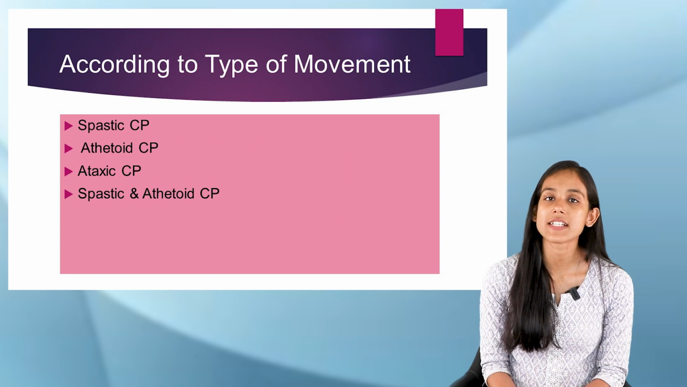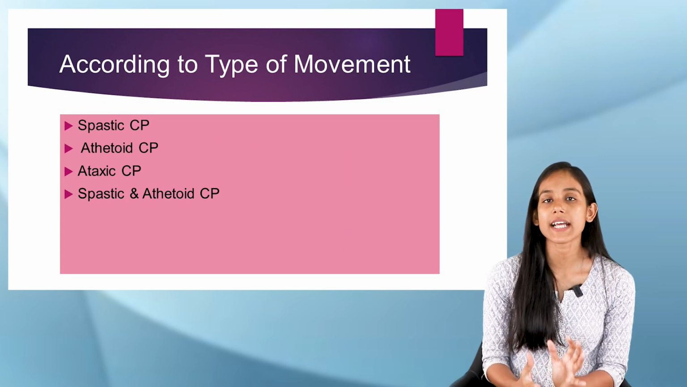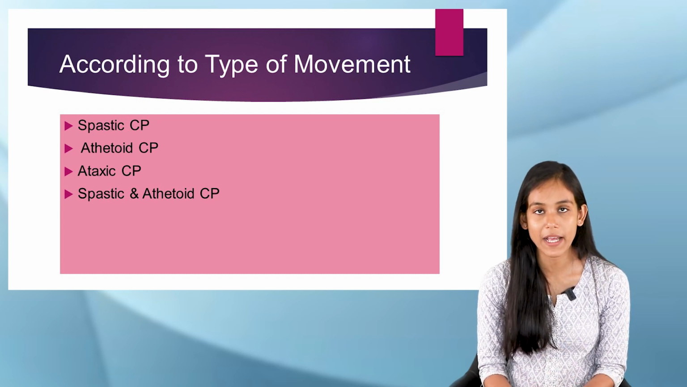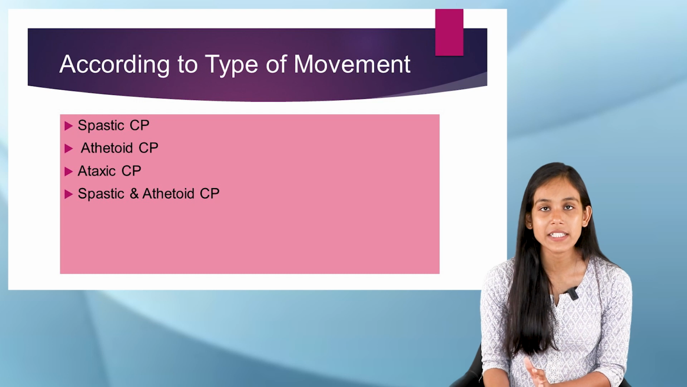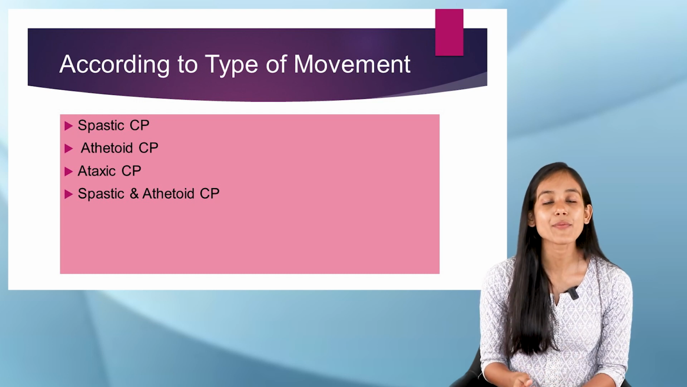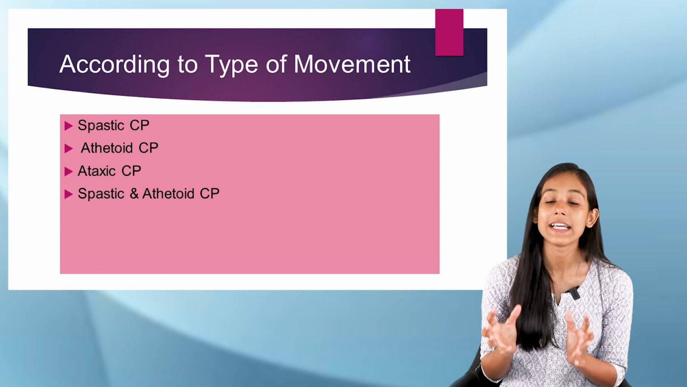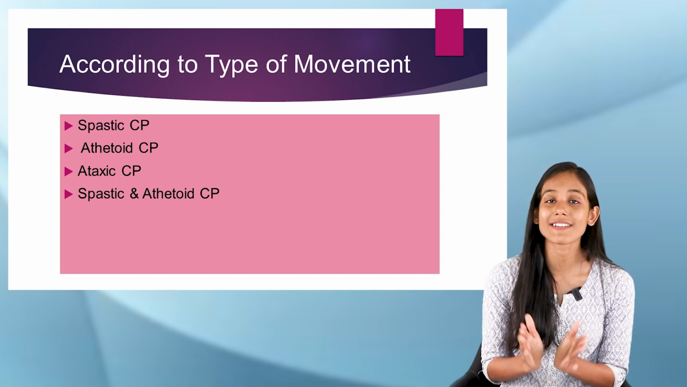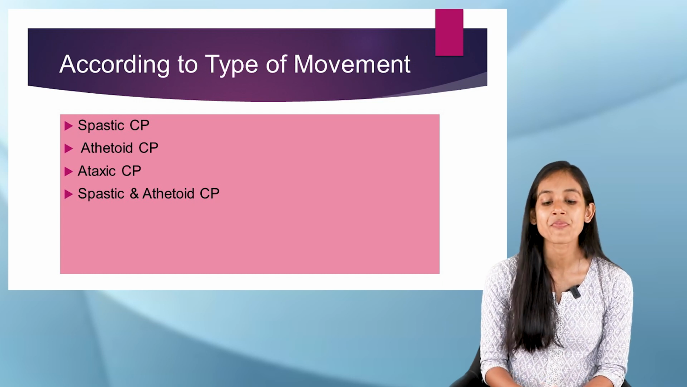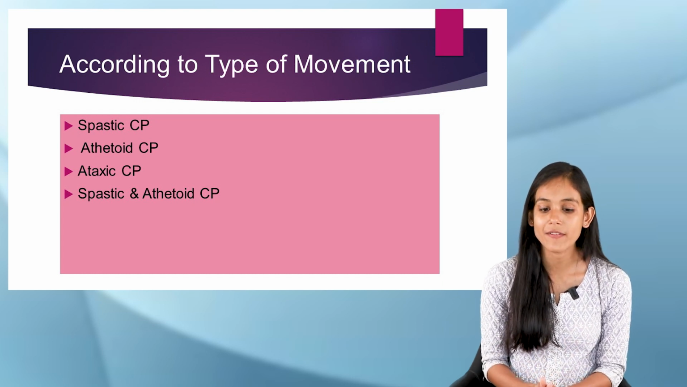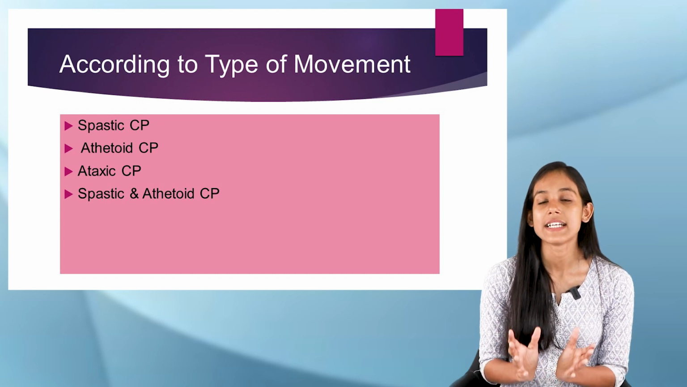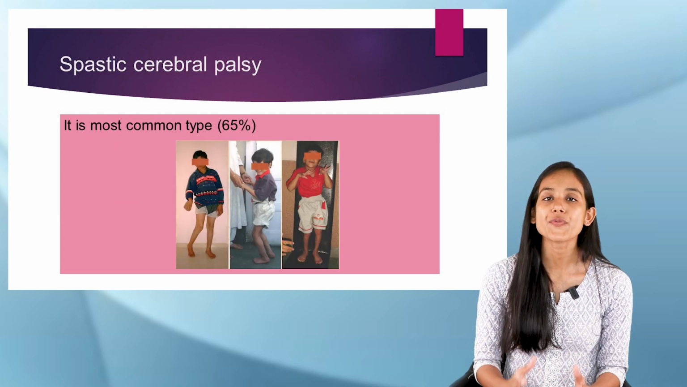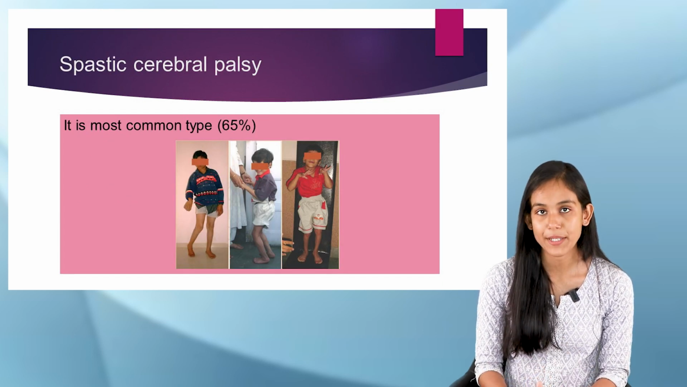Well, the second factor is type of movement. Here we have four major types. The first one is spastic cerebral palsy, which is a pyramidal type of cerebral palsy. Then we have athetoid cerebral palsy and ataxic cerebral palsy. Both of these are extrapyramidal types of cerebral palsy. And last, we have spastic and athetoid cerebral palsy, which is a kind of mixed cerebral palsy. So first we will discuss spastic cerebral palsy.